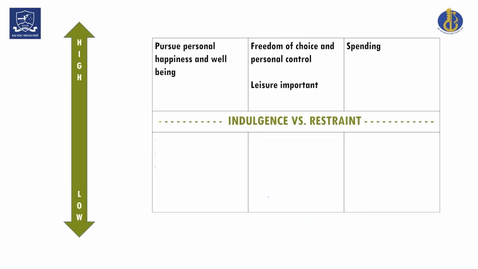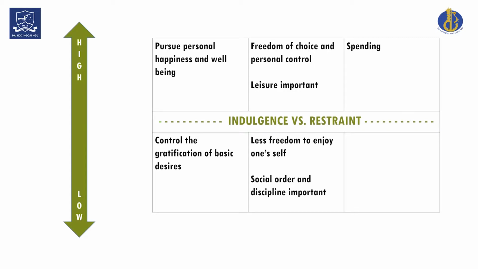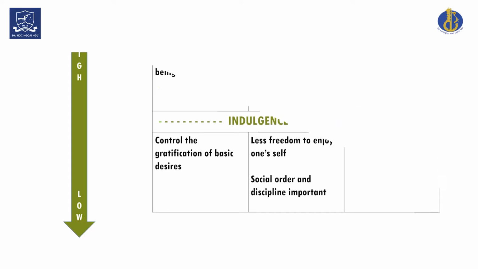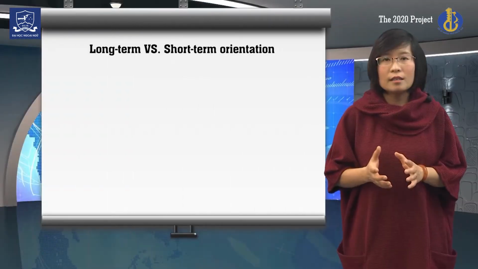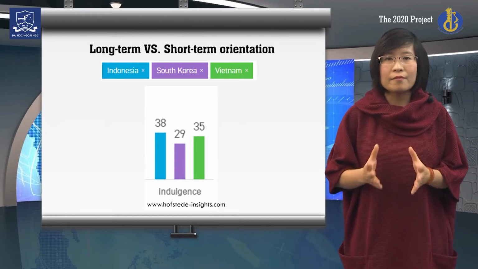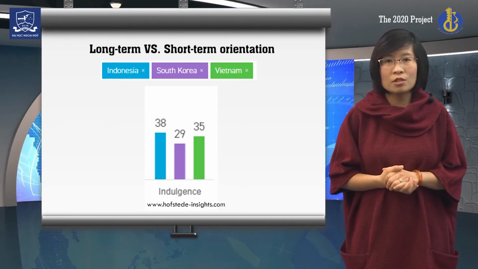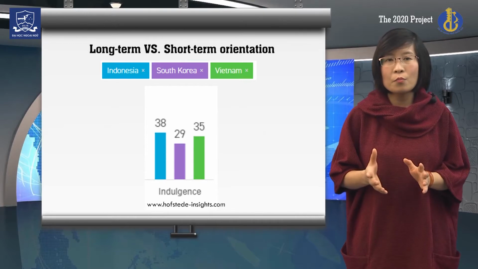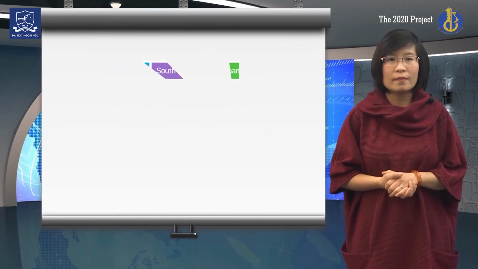Restraint stands for a society that controls the gratification or satisfaction of needs and regulates it by means of strict social order and rules. Members of restrained societies may feel that they have little freedom to enjoy their life and have fun. They tend to save rather than spend money because thrift is important. Indonesia, South Korea, and Vietnam score low on the indulgence index and therefore are examples of restrained societies.